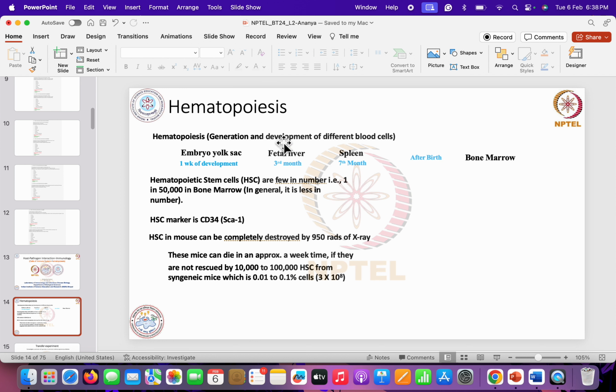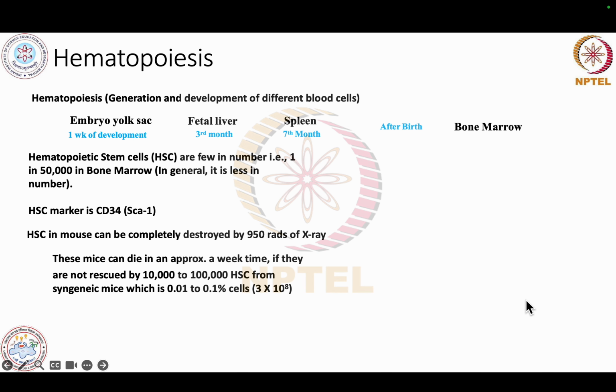So we will discuss hematopoiesis. What is hematopoiesis? It is the generation and development of different blood cells. We have the embryo yolk sac, which is at 1 week of development, then the fetal liver. So you need to know where this hematopoiesis happens. Hematopoiesis means where generation and development of different blood cells happens.